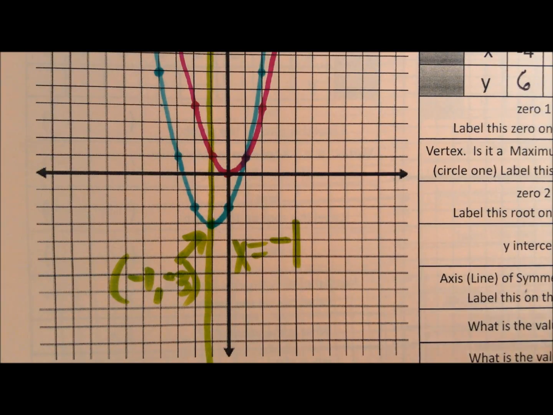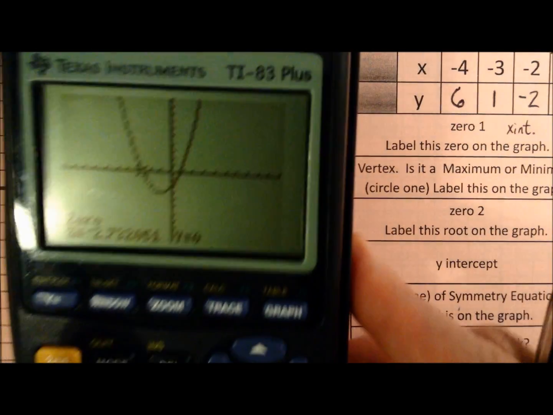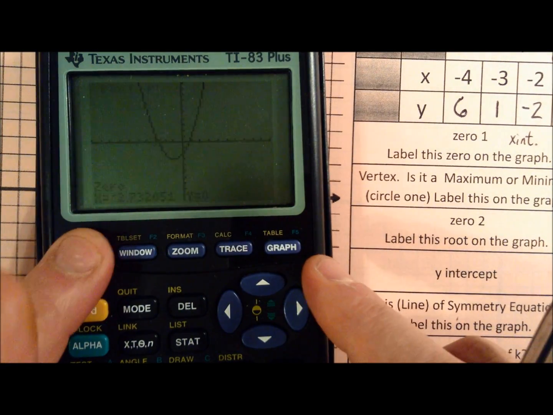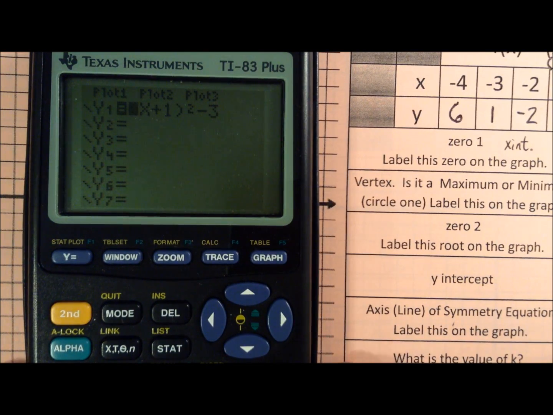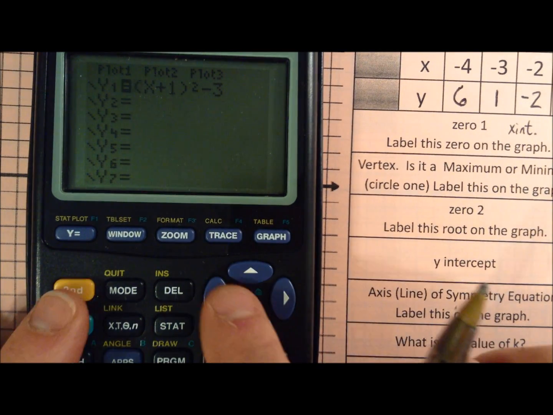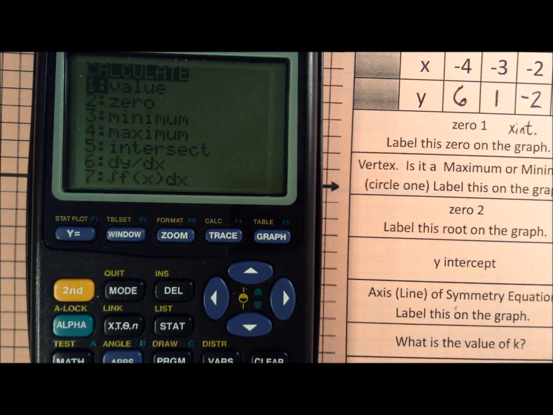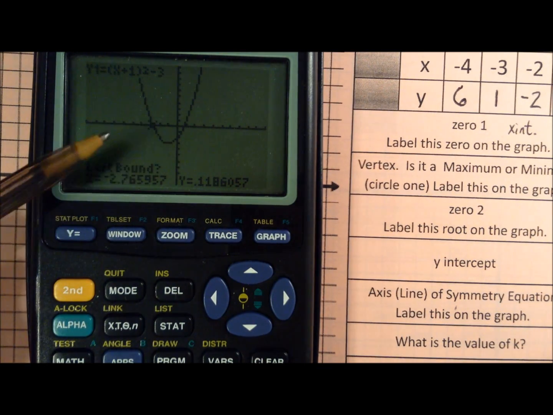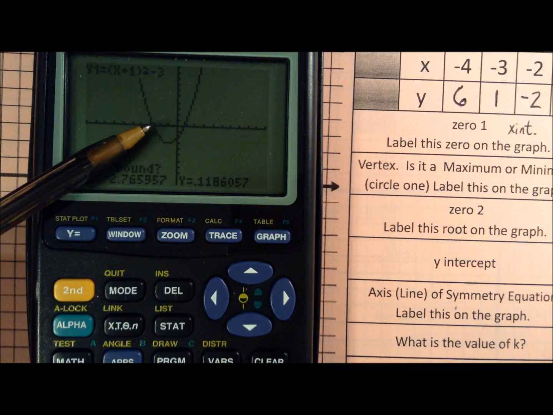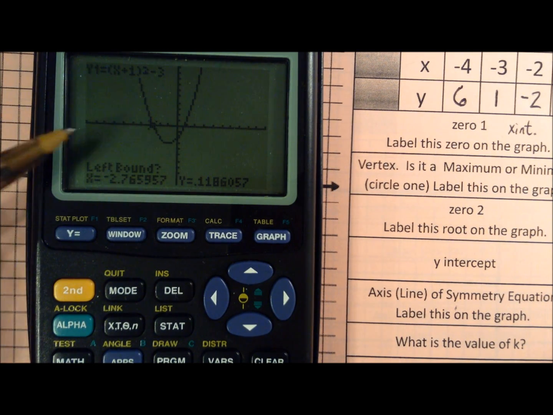Okay, the only thing we need to do now is find the zeros, or the x-intercepts. So we're going to let the calculator do that. Go make sure that you have this in your calculator, and let's do the keystrokes together. We're going to do second and trace. We're going to find the zero. And remember, we need to target one of these x-intercepts at a time. Don't try to do them both at the same time.